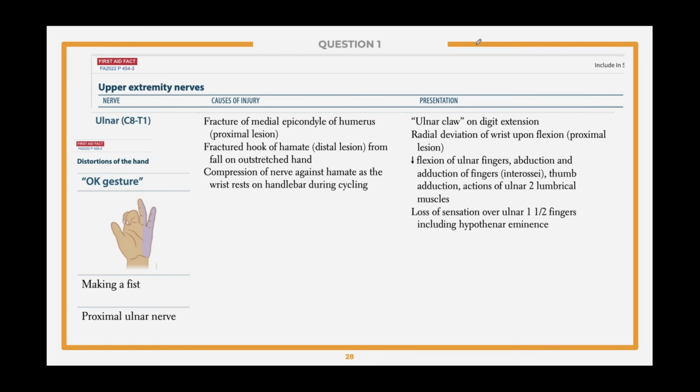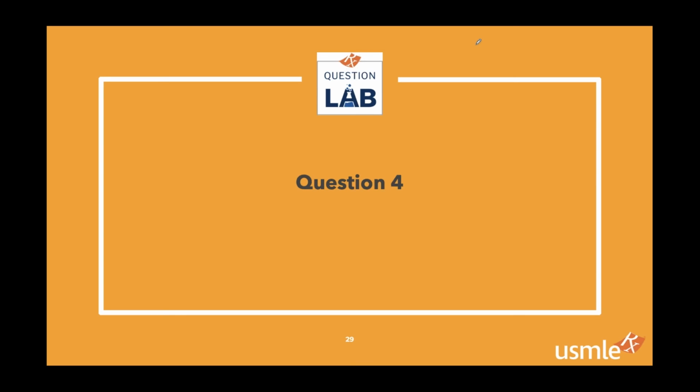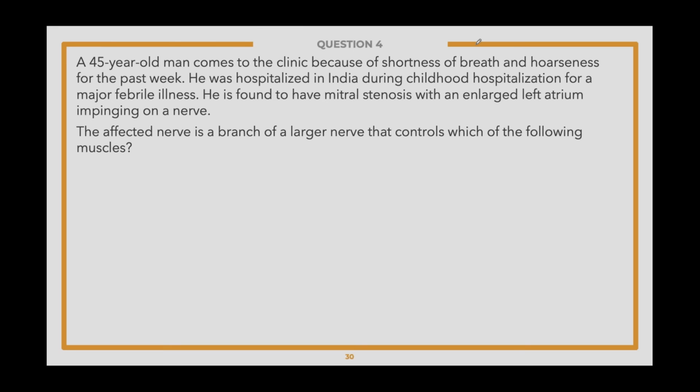Let's move on now to our fourth and last question of the evening before we move on to our raffle and special offer. Once again, the answer choices are covered up. That is by design, and we will, like always, begin with that lead-in. The affected nerve is a branch of a larger nerve that controls which of the following muscles?